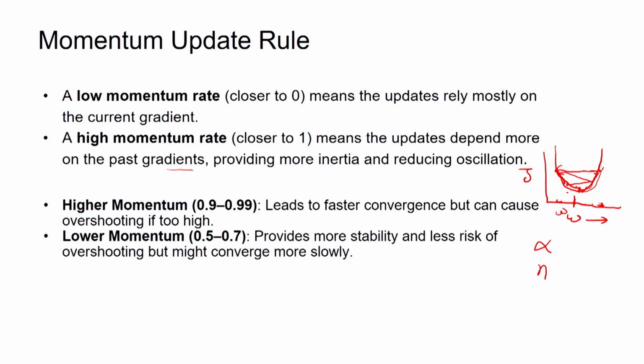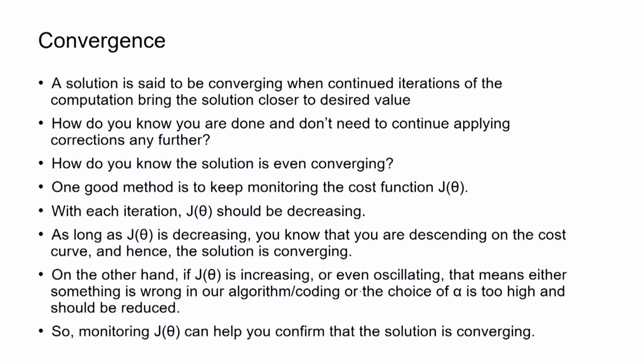So, in this way what will happen? In each step, suppose randomly we were here, the value of W was here, and then we will change it here, then change it here. We will slowly change the value of W, and finally we will get the W value such that this cost function is minimum. This is called convergence.